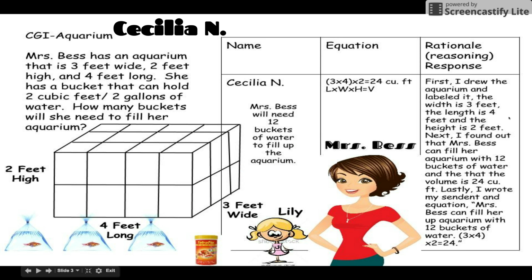This is a third grade student's rationale and response. She wrote, first I drew the aquarium and labeled it. The width is 3 feet, the length is 4 feet, and the height is 2 feet. Next, and then she talks about how she solves it. Over here, she writes an equation and shows how she solved it using an equation. And she has a picture that also demonstrates how she solved this problem.